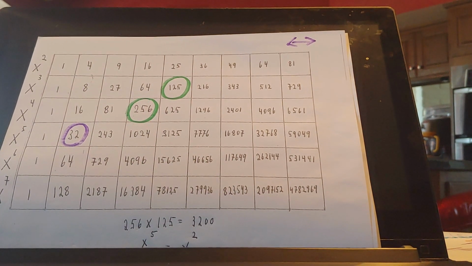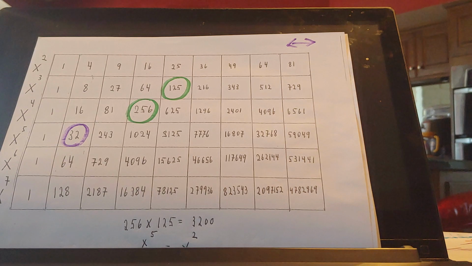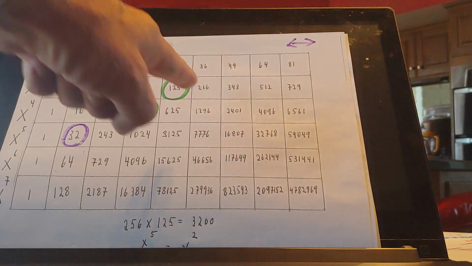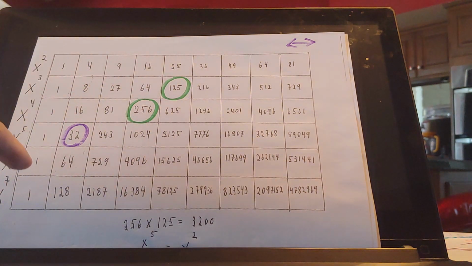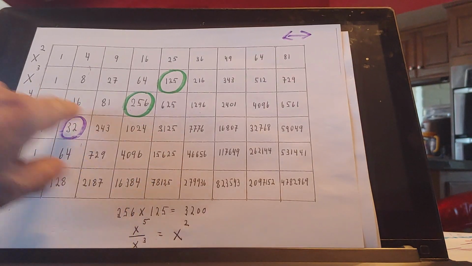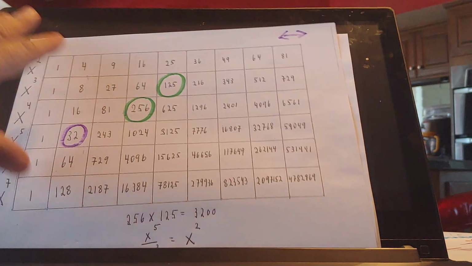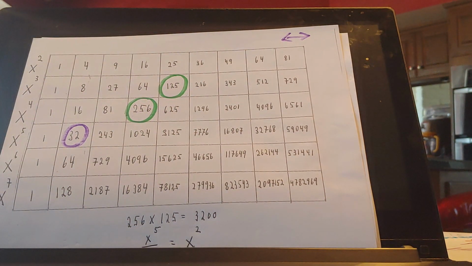So now let's do it with real numbers, and we'll go 256 times 125. Okay, that's 32,000. Because we take it from x to the fifth over x to the third, which is going to be x squared, and that's how we get the 32 with the 3 zeros.